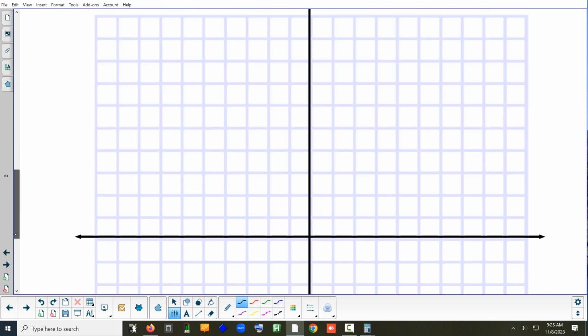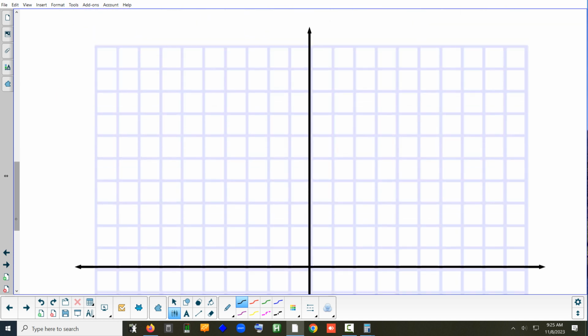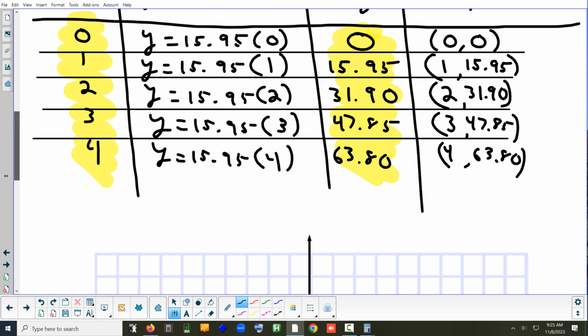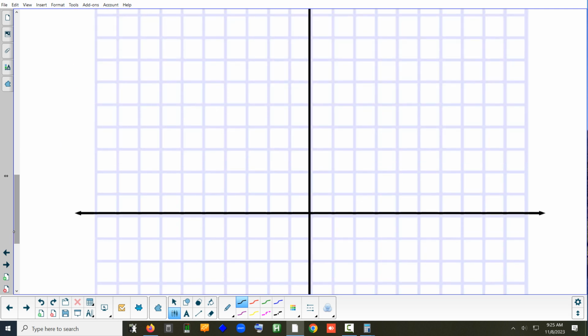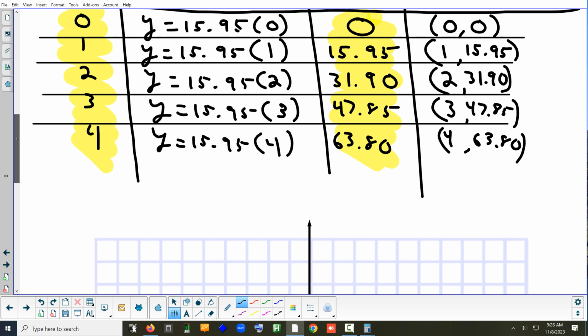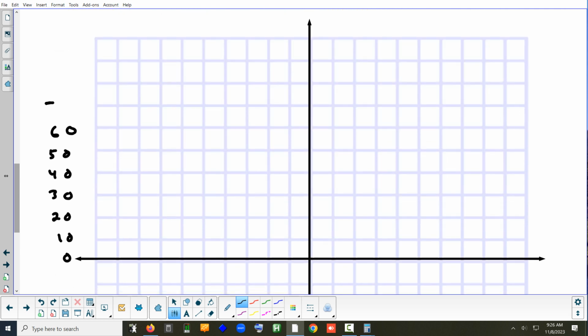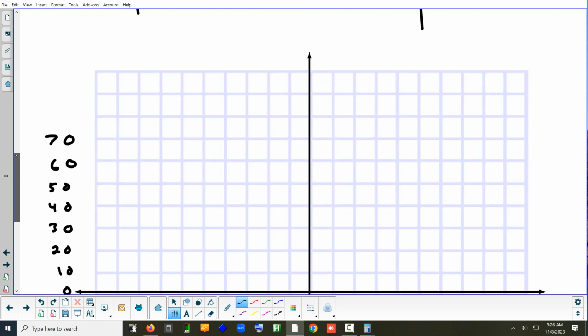Now, my graph paper only goes up to 10. So if I count by ones, is that going to be high enough for my y values? No. So what I should probably do is, I would say count by tens. So let's make each line 10. So 0. And do we need to go above 60? Yeah, we do. 63.80. Okay, so we'll go by tens there.